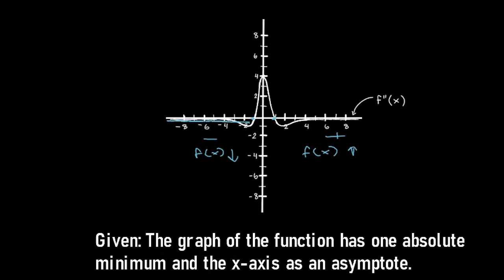And again, f prime of x will only cross the x-axis once because there is only one absolute minimum. At this point, at the origin, f prime of x crosses 0 at x equal to 0. And we know that it will be a minimum for the graph of f of x. So we can graph it like this. It will decrease from negative infinity to x equal to 0, and then increase.